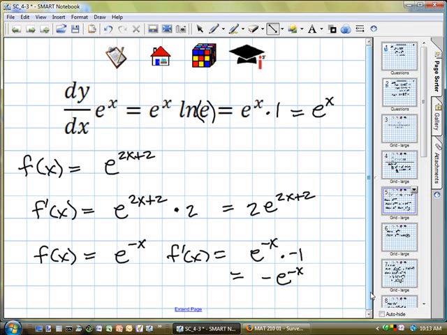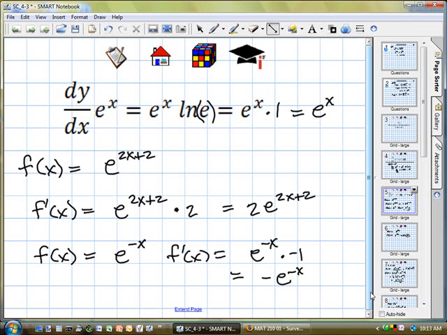What if we wanted to differentiate e not just to the x, but e to the 2x plus 2 power? Well, follow the rule. It's equal to itself, e to the 2x plus 2, times the natural log of its base, which is 1, so I didn't write that up there. Well, then where did I get that 2 from? Oh, the chain rule. Yes, it still is there.